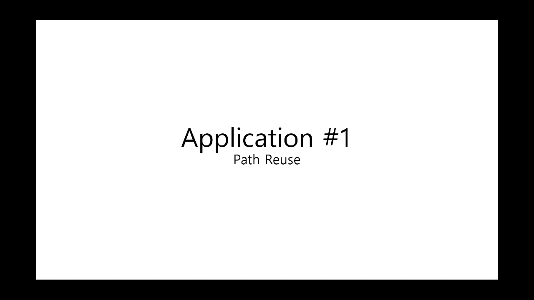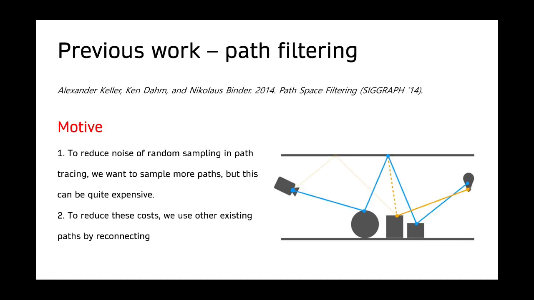The first application of the CMIS framework is accelerating Monte Carlo path tracing via path reuse. In path tracing, unbiased information can be obtained, so accurate rendering results can be obtained. However, if we sample a lot of paths, the cost becomes too large. In previous work, path filtering, a method of using existing paths, was proposed to generate paths at a low cost.